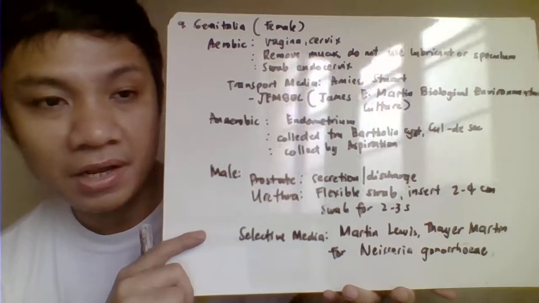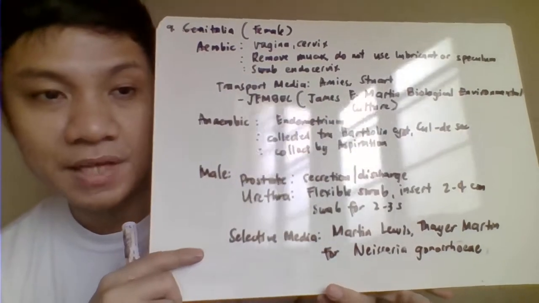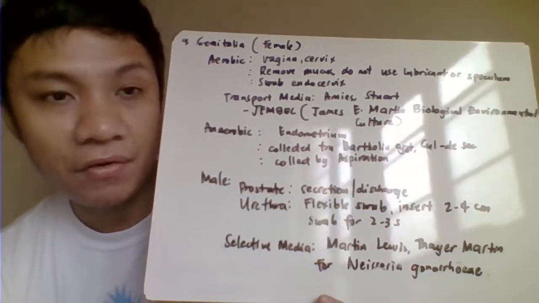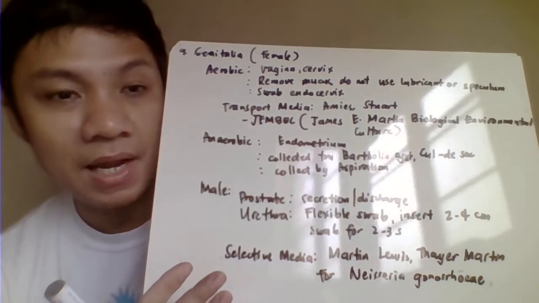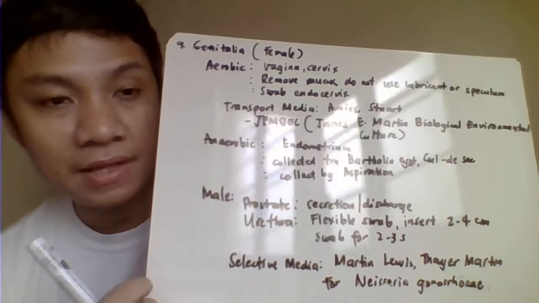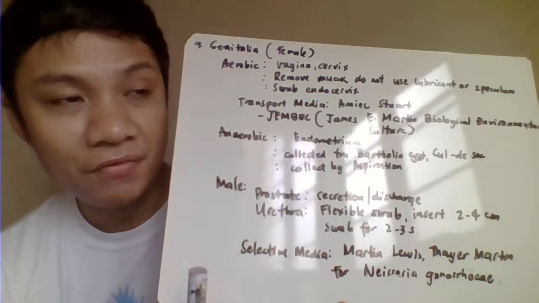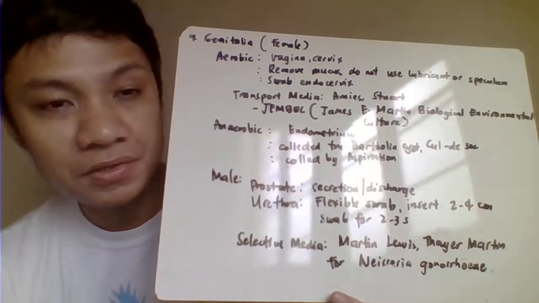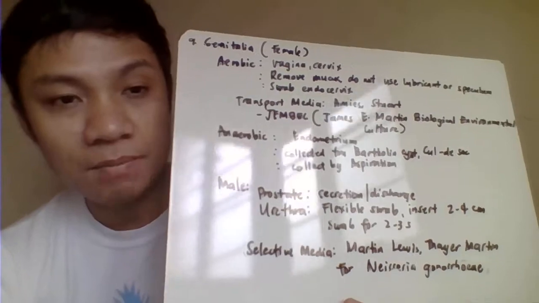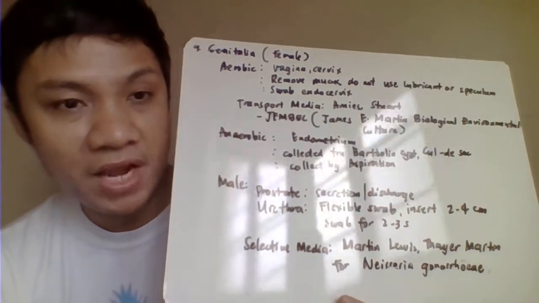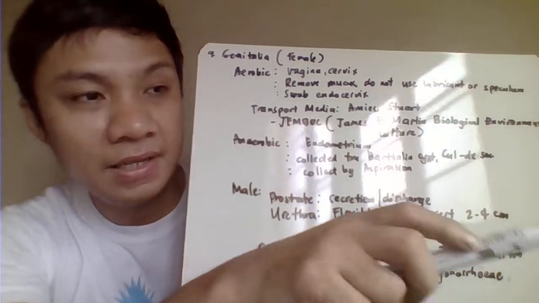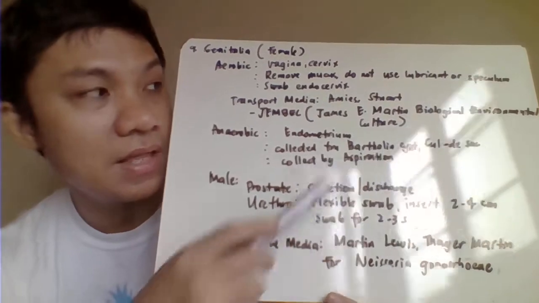Okay, specimen here for the genitalia for diagnosis of sexually transmitted infection. So for the female, we have here the aerobic bacteria. Pag aerobic, most likely andun sila sa outer area lang. So for the vaginal cervix, that's collected by swab. Okay, so first, you need to remove the mucus. Do not put lubricants or speculum on that because of course, it would interfere with the recovery of your organisms. Okay, use here the flexible swab. Try to swab here the endocervix.